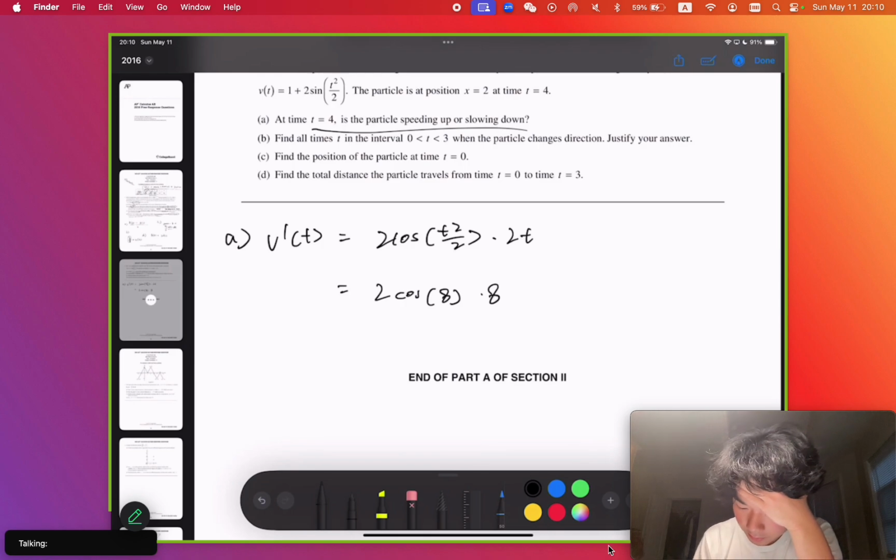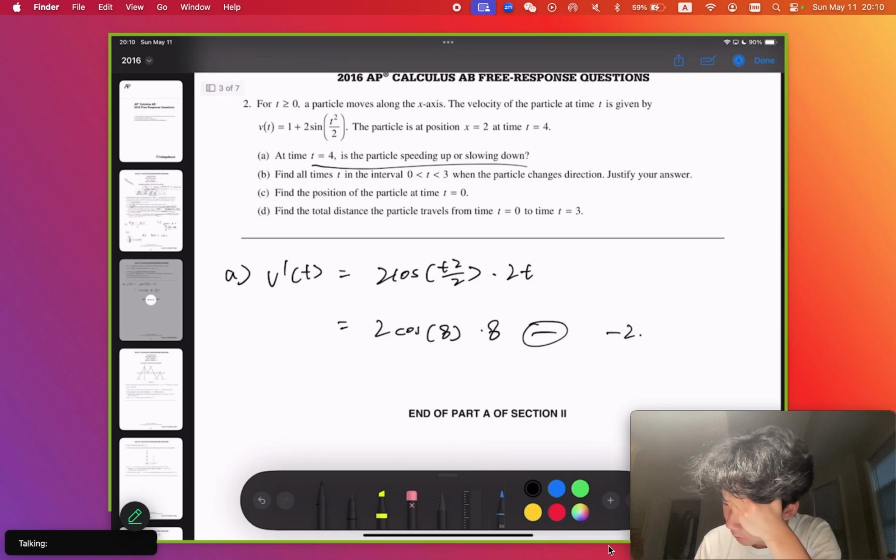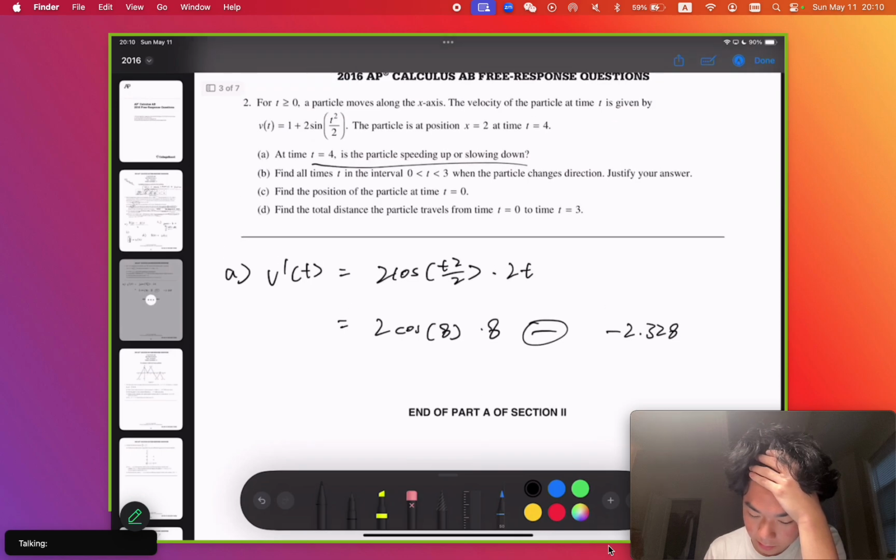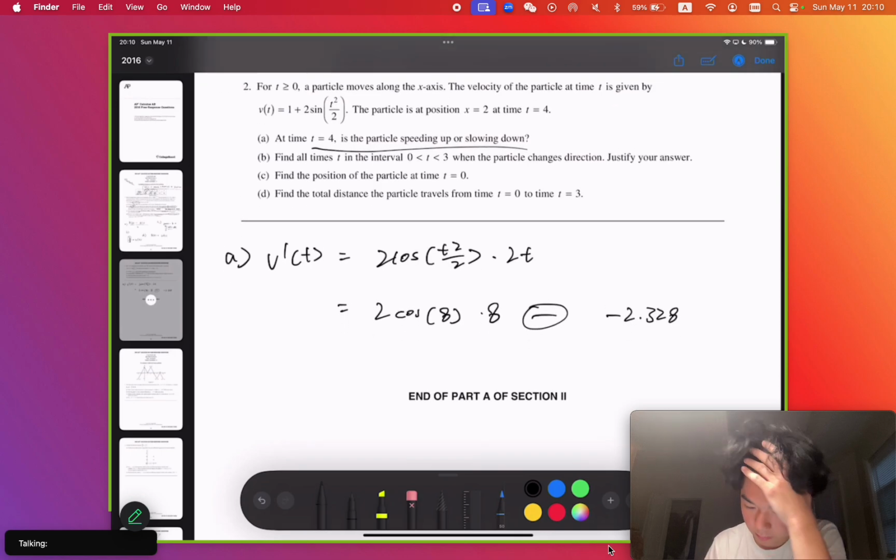This is negative. If this is a negative number, this is negative 2.328, is it speeding up or slowing down? By the way, I don't hate making these videos. It's just I don't like to use the calculator. I just don't want to spend as much time.